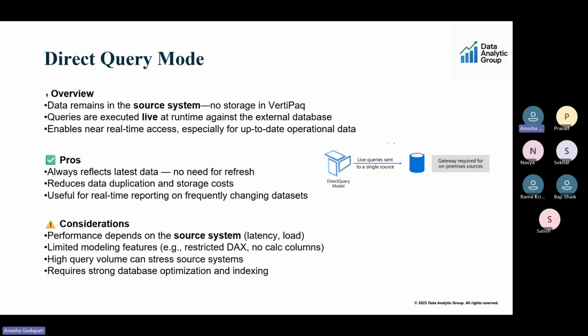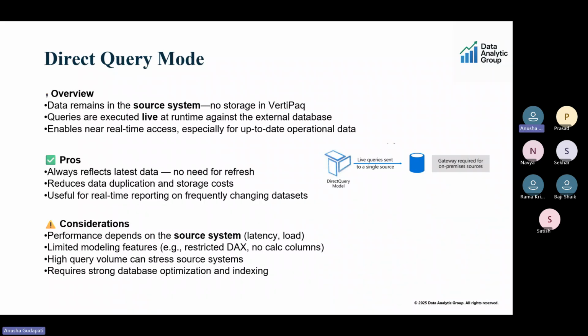data into the report. So the best advantage of Direct Query mode is that you always have the latest data because the queries are pushed to the data source. There is no need for refresh. This also reduces data duplication and storage costs because you're not storing that data anywhere in the report nor in the semantic model. It is still lying in the data source.